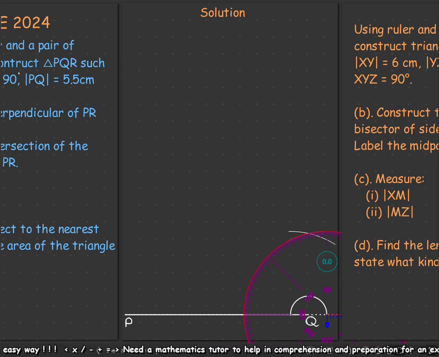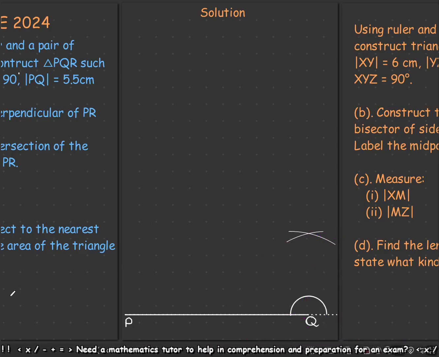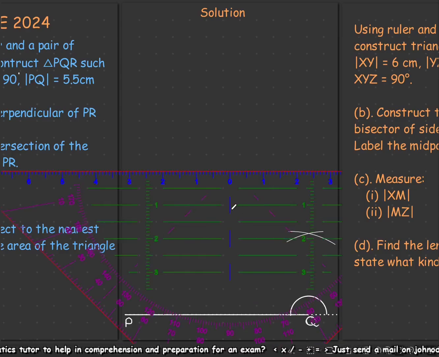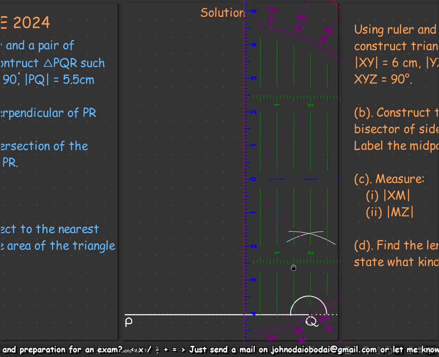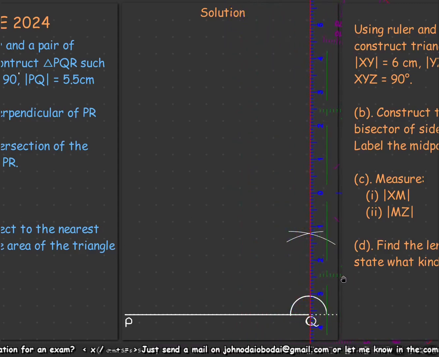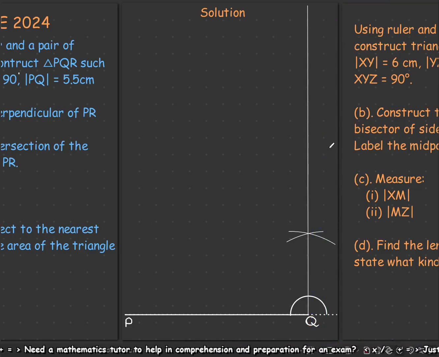Then with that, I can take off my compass and take my ruler to draw a straight line through Q and the point of intersection. So this is my straight line here. I'm going to draw this straight line over here. So this is it, very straight. If you draw the straight line, this is what you are going to get.